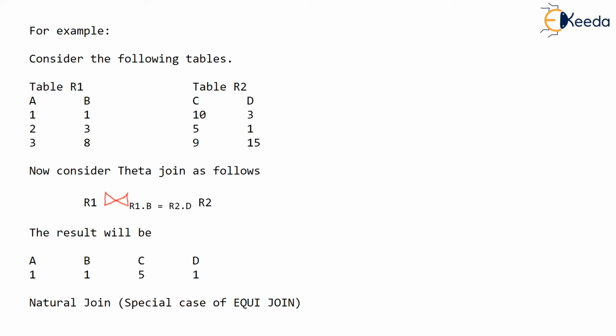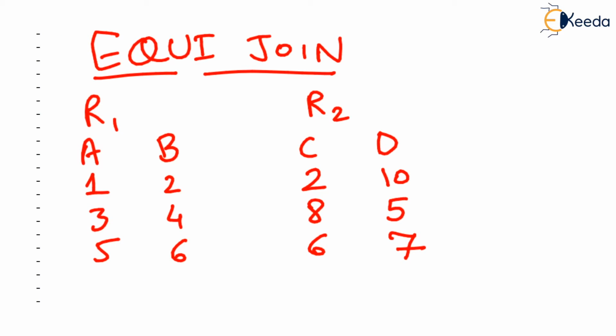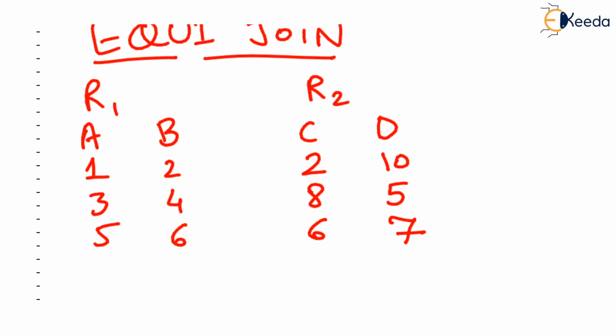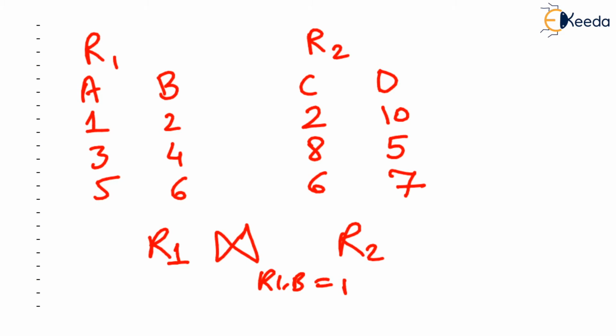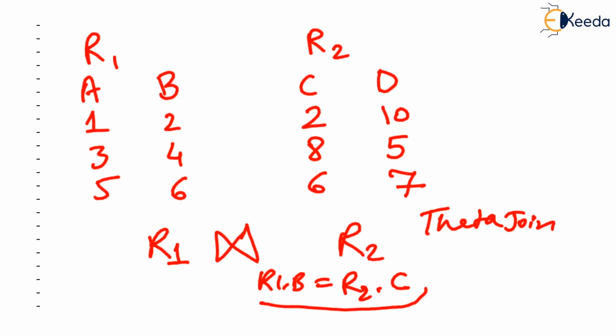Just as one more example of equijoin, I hope I am not wasting time now because that information was enough. What if this is an example and I have written the join as follows: R1 join R2 wherever R1.B is equal to R2.C. Which type of join is this? Is this theta join or is this equijoin? Well, you will say that this is theta join. Come on, this is theta join because there is a condition. Whenever the condition is written along with the join, it is known as theta join.